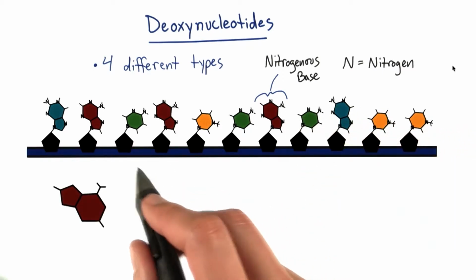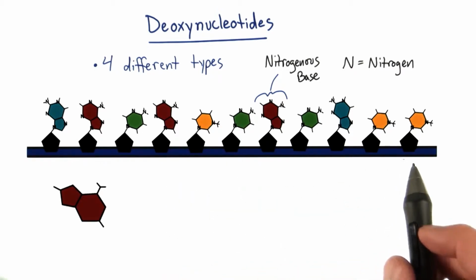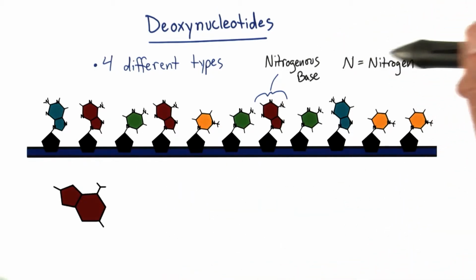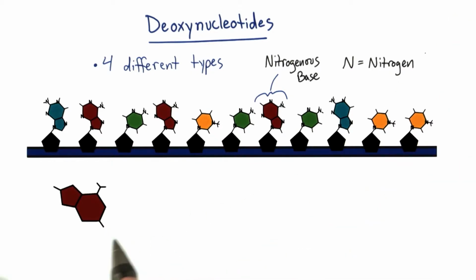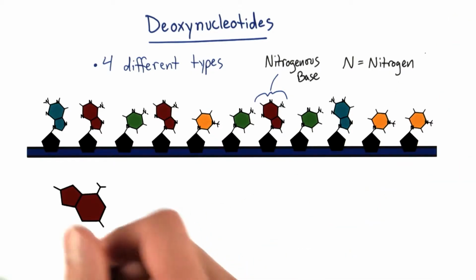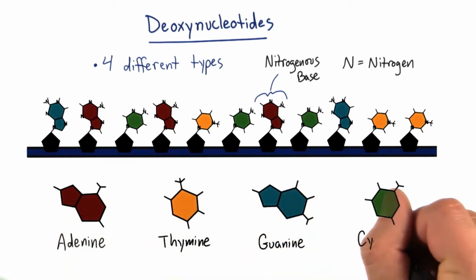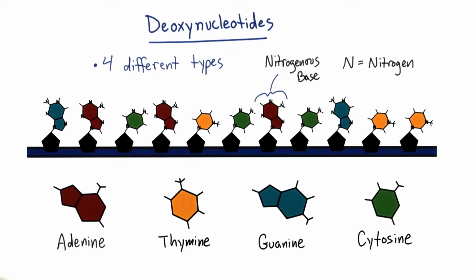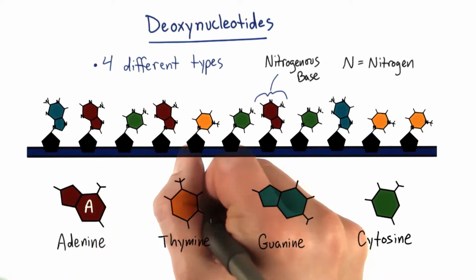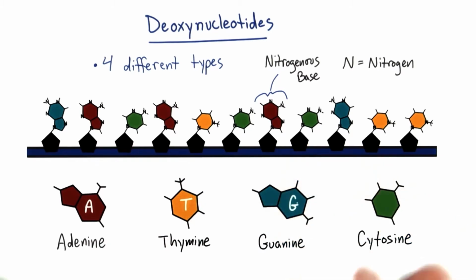The reason there are 4 different types of deoxynucleotides is because there are 4 different types of nitrogenous bases. The 4 different chemical structures for nitrogenous bases in DNA are adenine, thymine, guanine, and cytosine. Sometimes we note the names of these nitrogenous bases, or bases, in shorthand by using one-letter abbreviations. A for adenine, T for thymine, G for guanine, and C for cytosine.